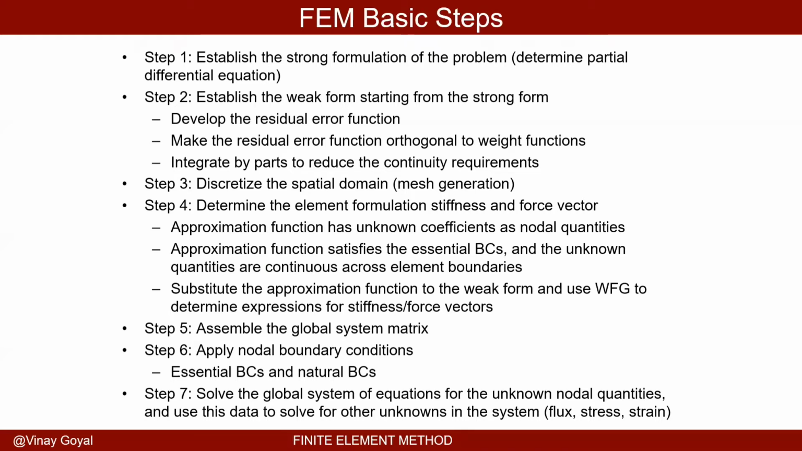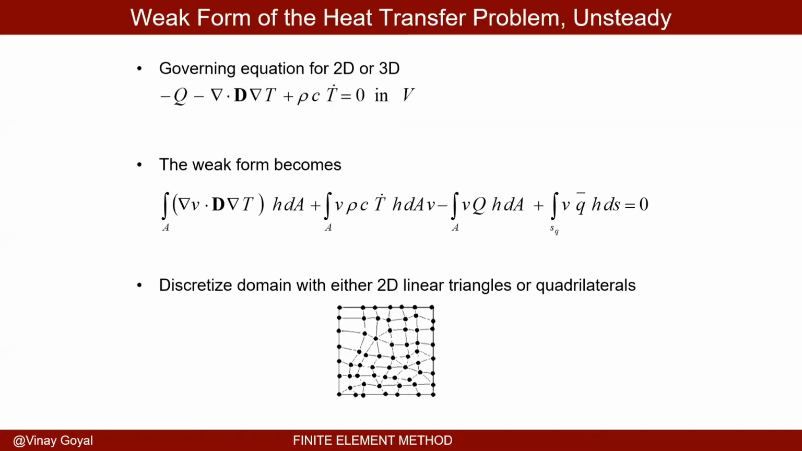We'll then plug that approximation function into the weak form and then use a weak form Galerkin to determine the expressions for the stiffness and force vectors. Once I have that information, I can assemble a global system matrix. I can apply the nodal boundary conditions, and then I can apply the essential and natural boundary conditions. And from there, we can solve the global system of equations in a very nice way. So those were the basic steps.